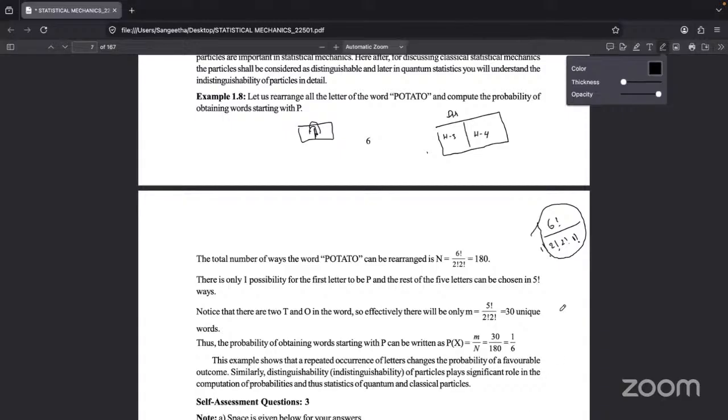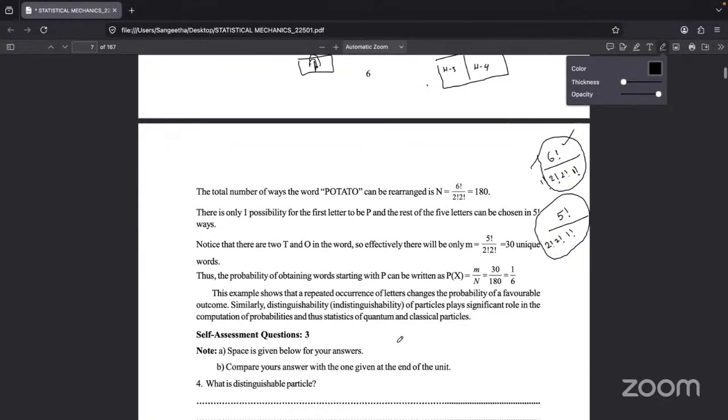Suppose the P letter is removed. If the P letter is removed, 1 is less. So in the numerator we have 5 factorial, and P, only 1 factorial, I am removing. So what we will get is 2 factorial, 2 factorial, 1 factorial in the denominator. Before removing P, we have 6 factorial by 2 factorial into 2 factorial. After removing P, we have 5 factorial by 2 factorial into 2 factorial. This is the calculation part.